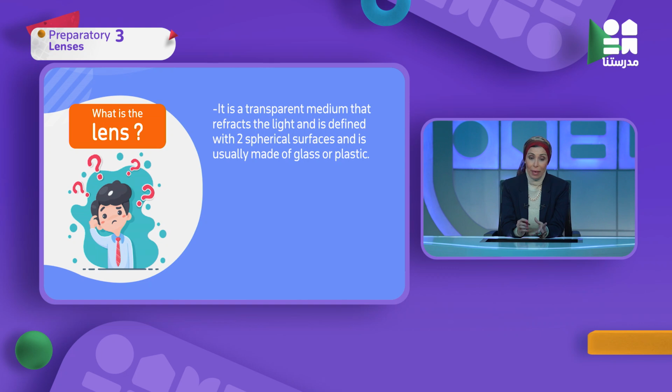Okay, so يبقى هي عبارة عن إيه؟ Transparent medium that refracts the light that falls on it. And it's defined by two spherical surfaces. يعني لها two spherical surfaces. And it's usually made of إيه؟ made يا إما plastic يا إما glass. From this introduction, you can know what are the uses of lenses.